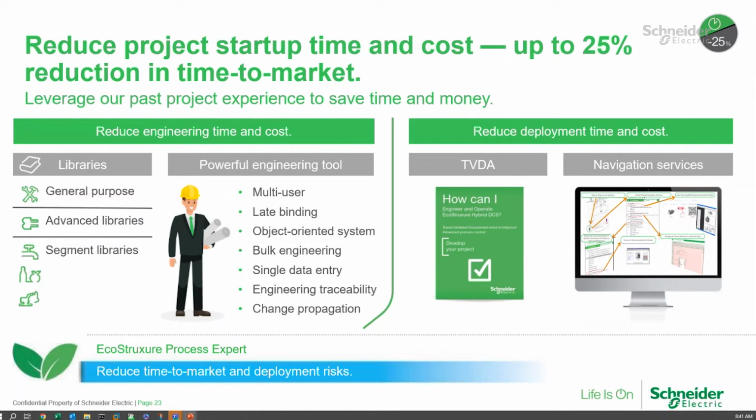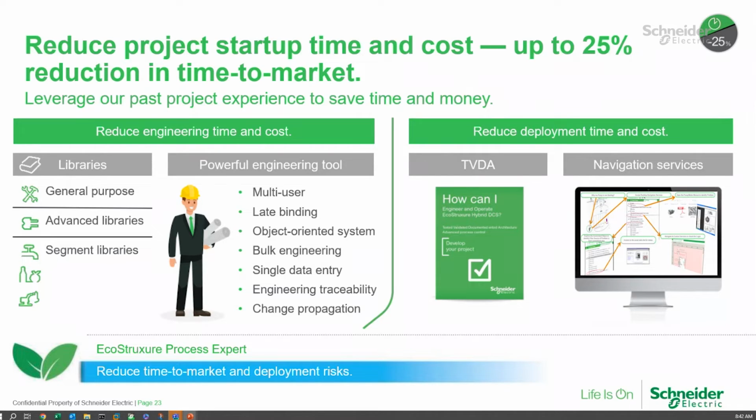One of the things that we're very strong in is our libraries. So we have the general purpose library. That's our standard library. That, by the way, we've already talked about in these sessions. That's available for standalone Control Expert, System Platform, and Aveva Plant SCADA, formerly known as SCADAPack, as well as being used as the key library, the main library in Process Expert. We have other advanced libraries and segment libraries available too.